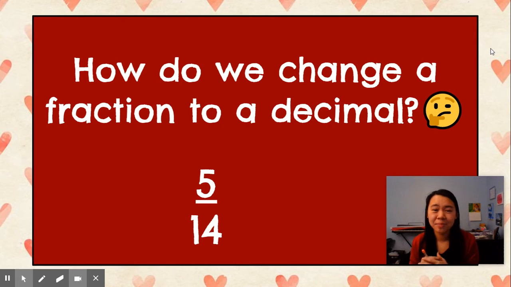Hey guys, so today we're talking about long division. Why do we use long division? Well, how do we change a fraction to a decimal? Okay, so we have a fraction right here, 5/14. How do we change this to a decimal?